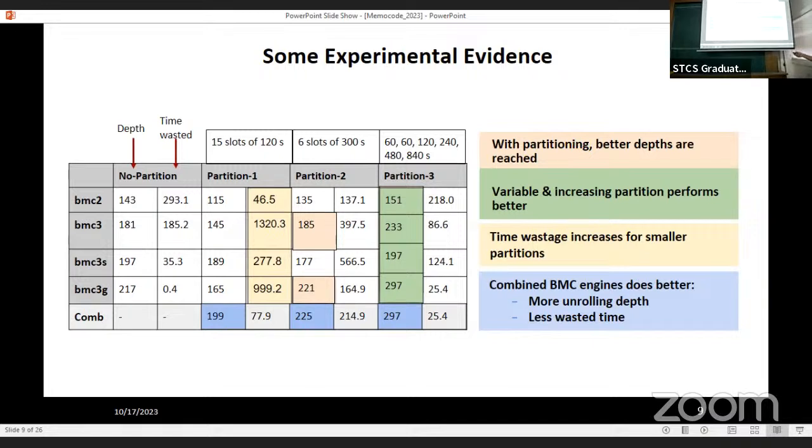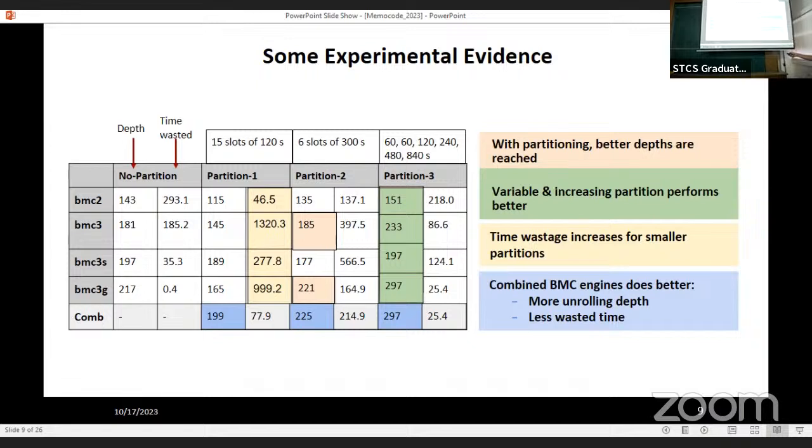This is the depth that this engine individually reached when run with a timeout of 1800 seconds. And this is the corresponding time wasted. Remember, only a single engine is running, therefore this time wasted is at the end. This is partition 1, where we do 15 slots of 120 seconds, but again the single engine is running, not combined. So these 4 are single engine runs. This is partition 2, this 60, 60, 120, a smaller partition at the lower clause complexity and a bigger partition at the higher clause complexity.